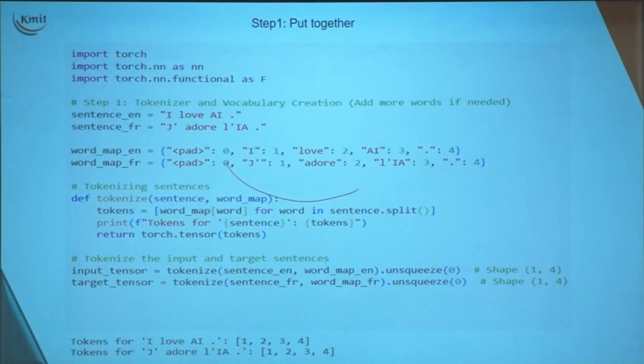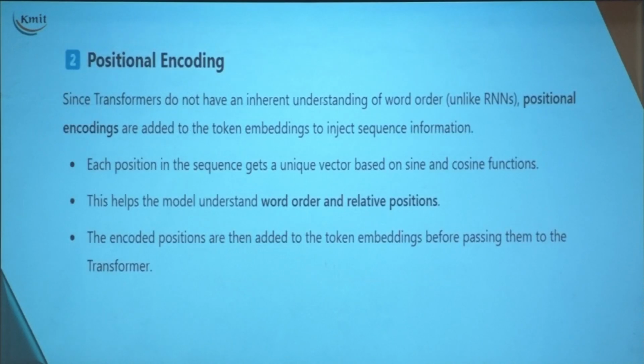Given the training data, find the word vocabulary of the training data, divide the training data into sentence tokens, and then generate the tensors of the input and output target sequence, or the input sentence that I am taking. Okay. Now what is step 2 that I have to do? Positional encoding. Okay. Now tell me, what is the need for positional encoding?